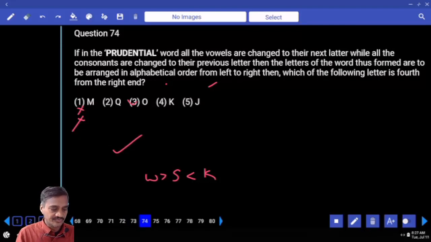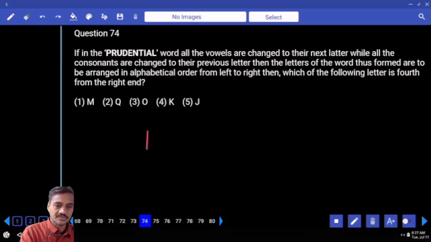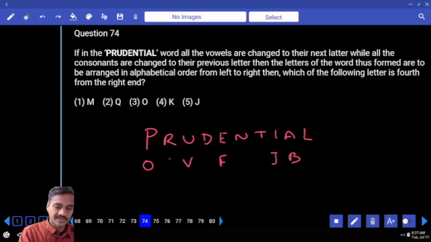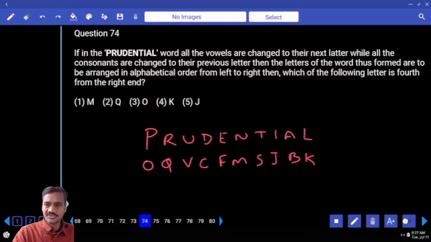Then next one, 74. Now the word PRUDENTIAL: P-R-U-D-E-N-C-I-A-L. In this word, all the vowels are changed to the next letter and the consonants are changed to the previous. U will become V, E will be F, I will be J, and A will be B. P will become O, R minus 1 is Q, D minus 1 is C, and so on. And thus all the letters are arranged in alphabetical order from left to right.